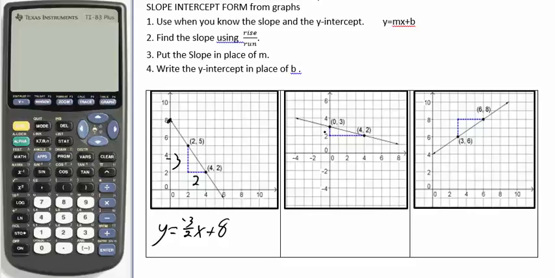All right, so our slope, negative 1, 1, 2, 3, 4, positive 4. So we go y equals negative 1/4 x. And then our y-intercept in this case is at 3, so plus 3.